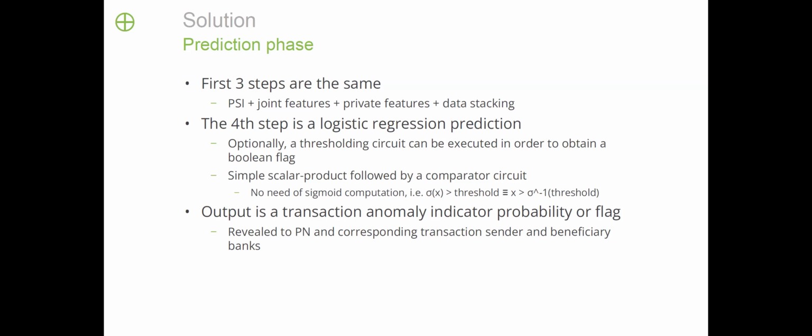we do a prediction with a secret shared model, and finally we obtain a transaction anomaly indicator, which is a probability of a flag, and we can reveal it to the corresponding standard and beneficiary banks.